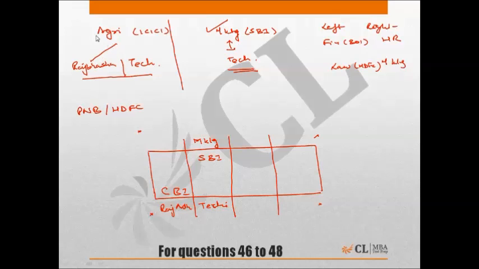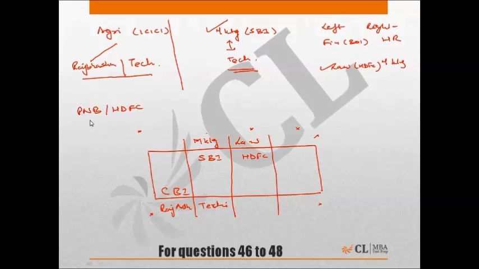Rajbhasha Adhikari is to be diagonally opposite the agriculture officer. So agriculture officer could be here or here, but let's go through the rest of the data, then we'll decide. Next, finance is to the left of HR and law is to the left of marketing. So if marketing is here, law should be here. And law officer works in HDFC Bank. Okay, so this piece of data also has been taken into account.